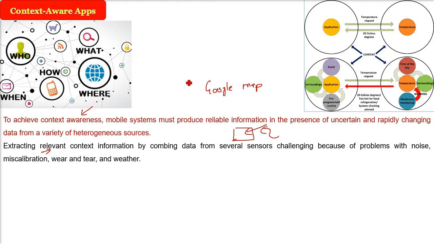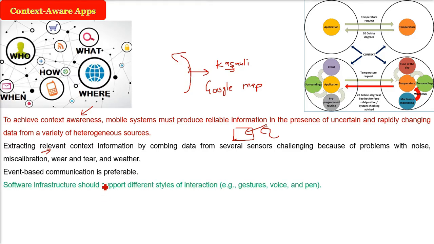Now one time, 10 years or 8 years back, I was going to some place and it showed to go to the right, and we went to an altogether different place. But now the things have changed, because the data is coming, and good data is coming. So event-based communication is preferable.